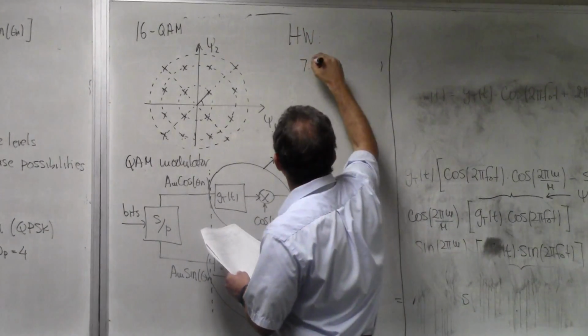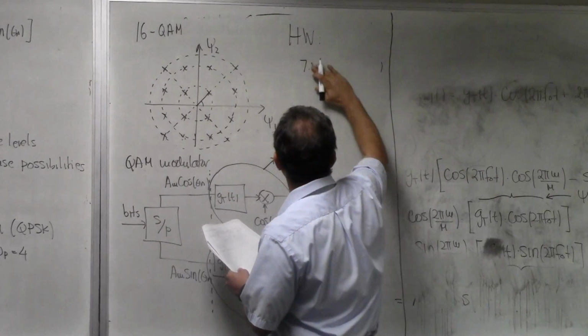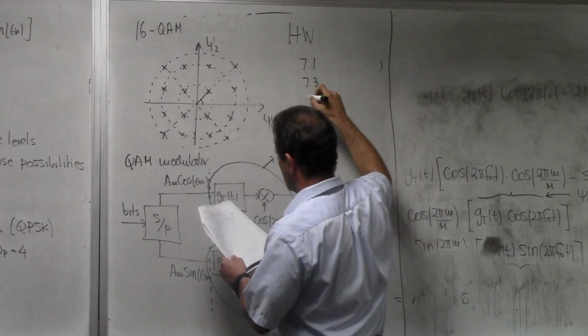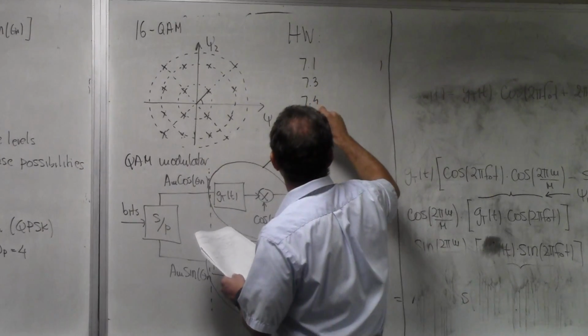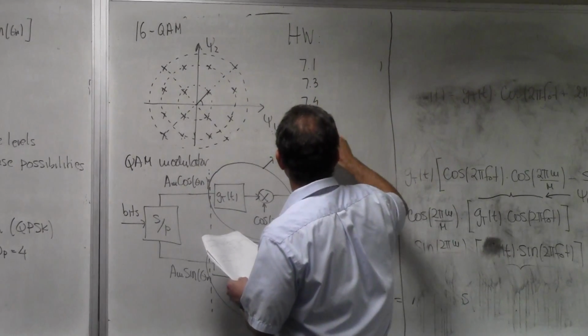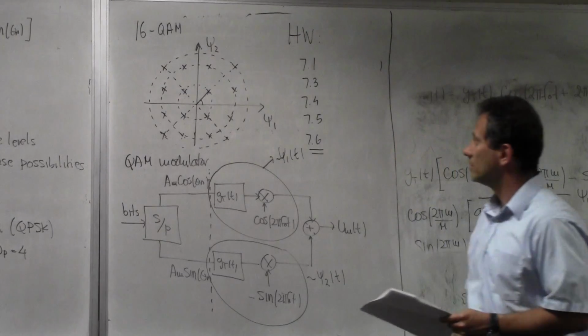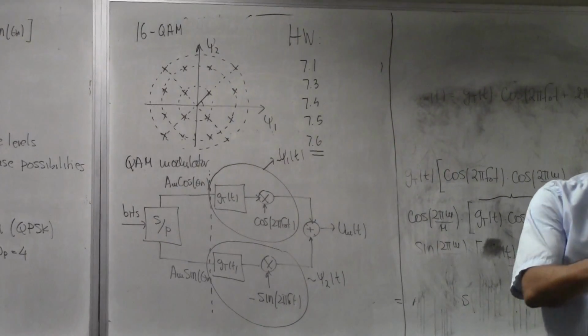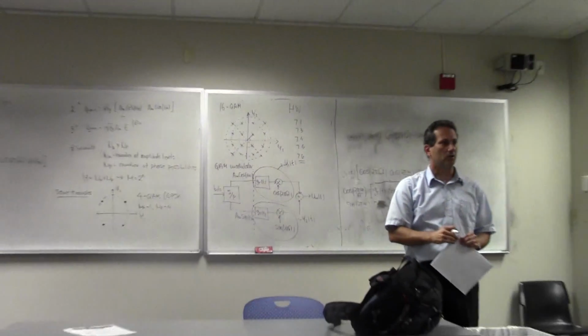These are going to be 7-1, 7-3, 7-4, 7-5, and 7-6. We're in chapter 7, so these are problems and exercises, some of the stuff that I've been covering in class. Any questions?